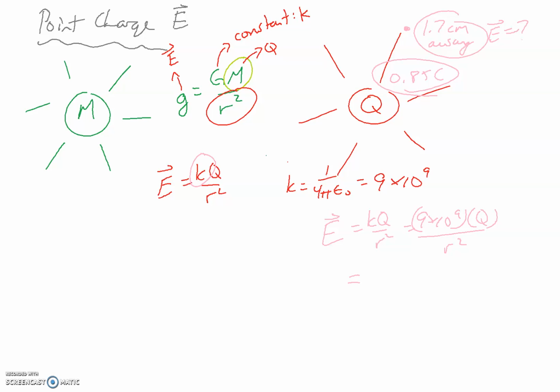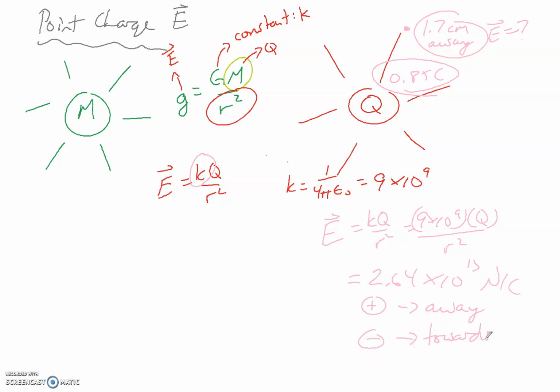So if we do that, we should get like 2.64 times 10 to the 13 newtons per coulomb. And this is, well, it doesn't actually say if it's positive or negative charge. If it was a positive charge, of course, the electric field would be going away. If it was a negative charge, it'd be going towards it.